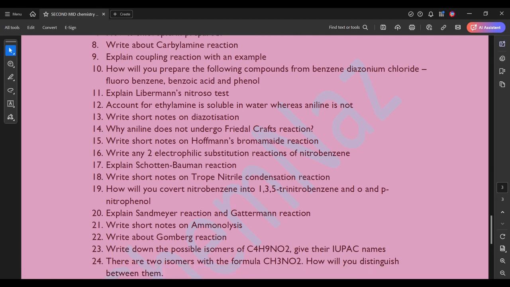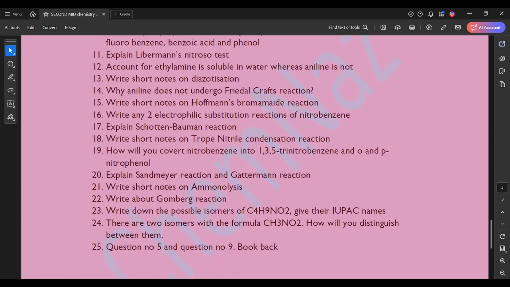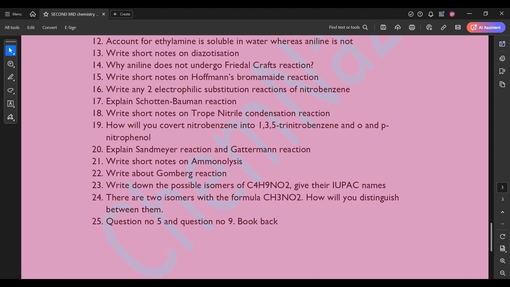Then write short notes on ammonolysis. Write about Gomberg reaction. Write on the possible isomers. This is the first question in the book back. Then there are two isomers with the formula. This is the second question in book back. So questions given in the book back are also important in organic nitrogen compounds. Most of the questions are covered in the book back itself, and few questions from deep inside they ask. So these are the important 25 questions in unit 13.